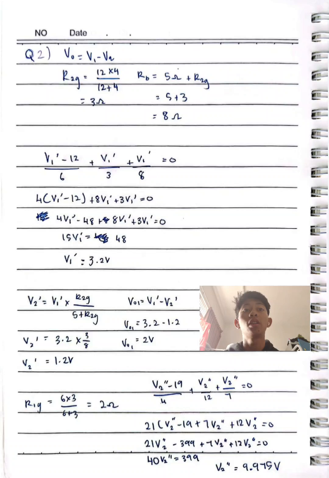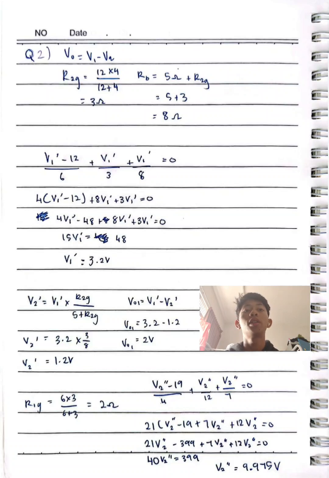Okay, first considering only the 12 volt source active, we calculated the equivalent resistance and applied nodal analysis to find the node voltage. This gives us V1 prime as 3.2 volt and V2 prime as 1.2 volt. Therefore, the first component VO1 is equal to 2 volt.